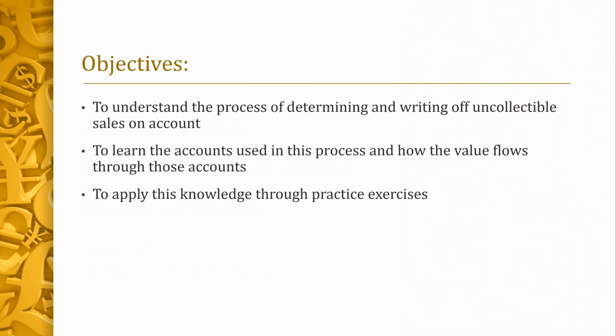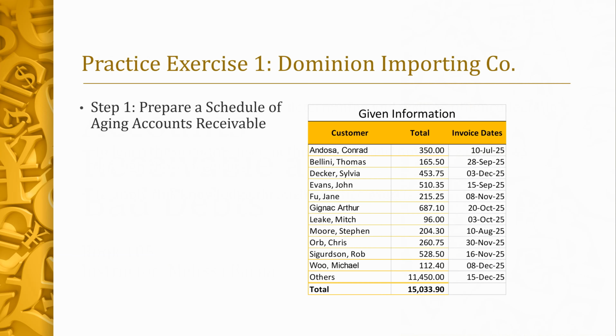Our objectives in this chapter are to understand the process of determining and writing off uncollectible sales on account, to learn the accounts used in this process and how the value flows through those accounts, and to apply this knowledge through practice exercises. Let's begin practice exercise 1 together on page 222.